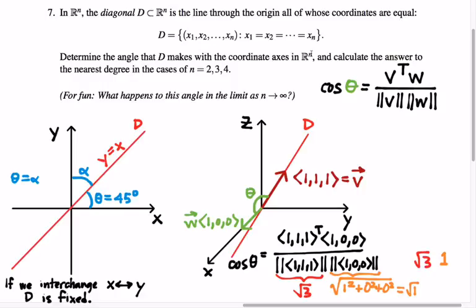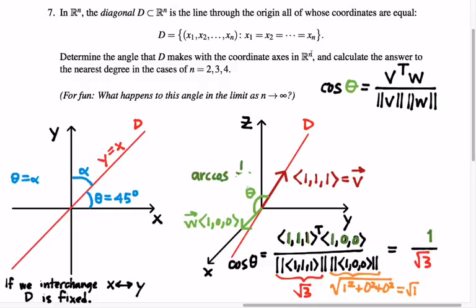Okay, so in our denominator, we have square root of 3 times 1. In the numerator, what do we end up with? Because we're taking a dot product, we're multiplying the entries across and adding the results. So 1 times 1 plus 1 times 0 plus 1 times 0. So when I do that dot product, I end up with 1. So in other words, whatever theta is, it's the acute angle whose cosine is 1 over the square root of 3. So how do we then get a good approximation for theta? Theta is the arc cosine of 1 over radical 3.